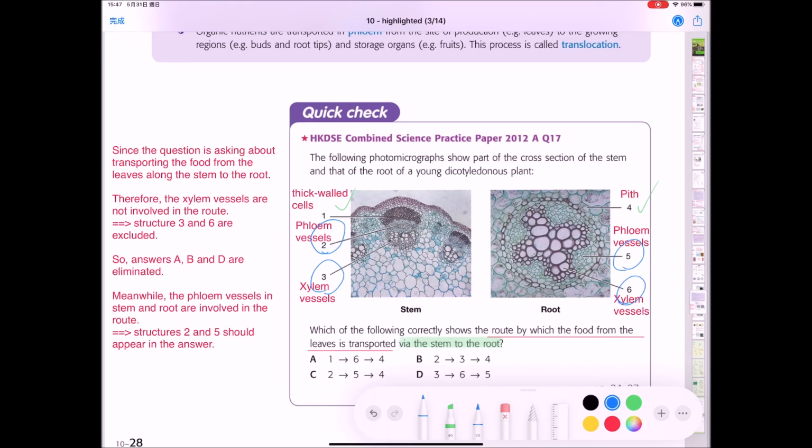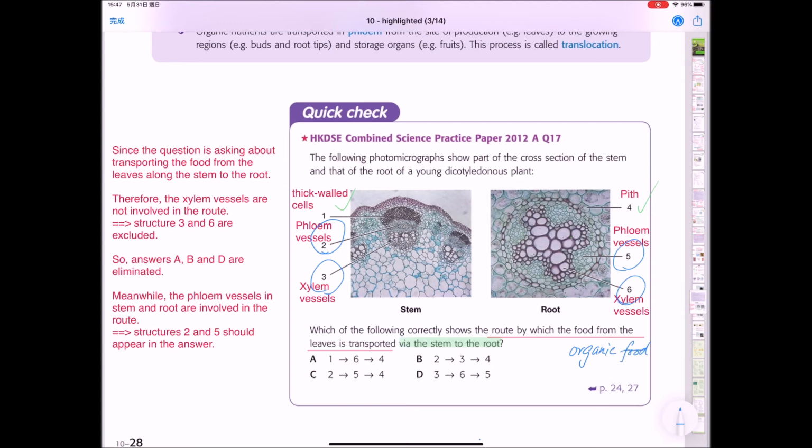And then transport the food. And then what is the food? The food should be the organic food. An example of the organic food, for example, sucrose. So that's why we know that because we are transporting the organic food, we only need to consider the phloem vessels, and it's okay.